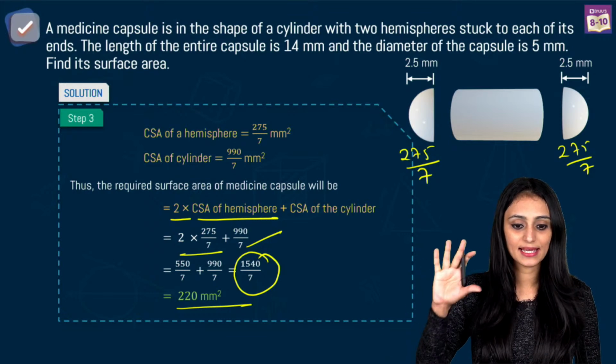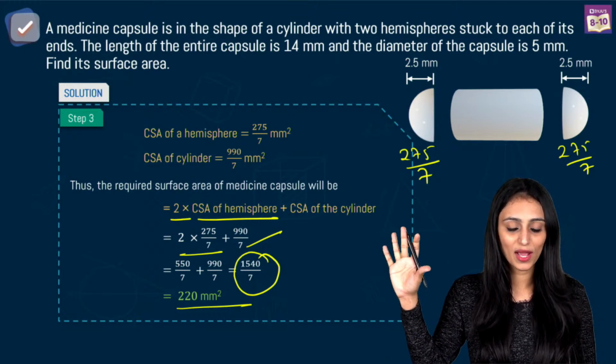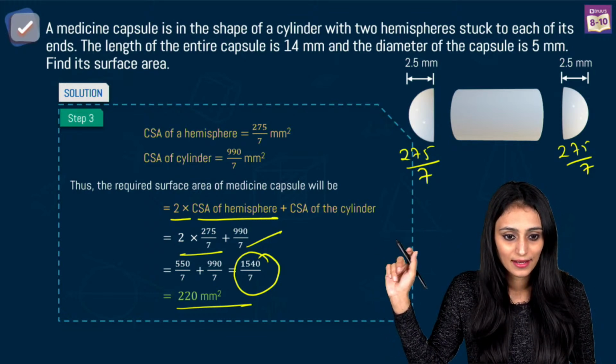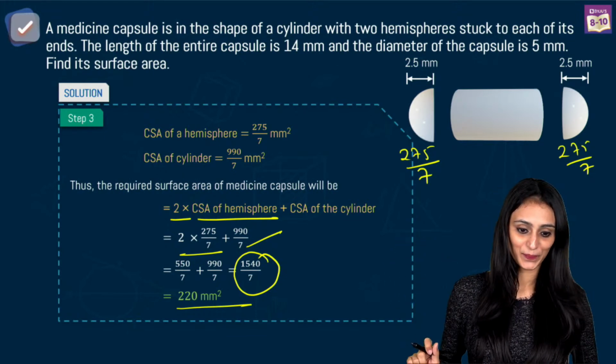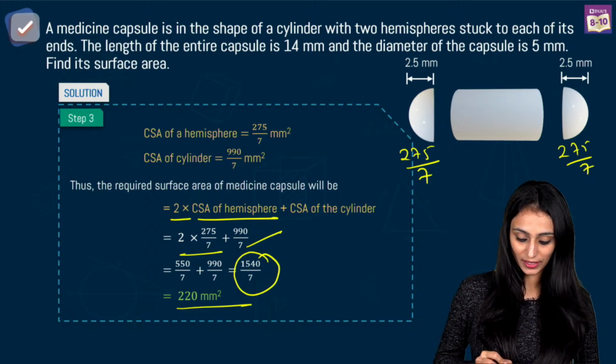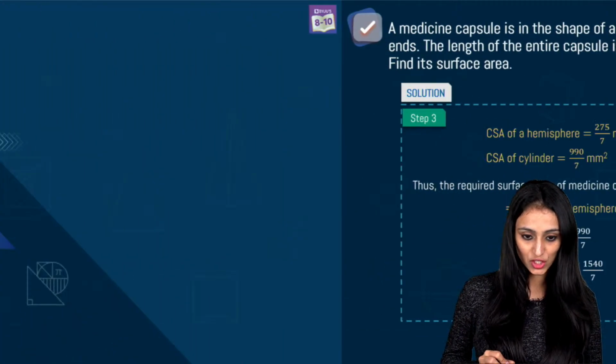I hope everybody is getting the same answer now. 220 millimeter square. No doubt still here, right? Shall we move ahead? All right. So let's move to question number 2 now.